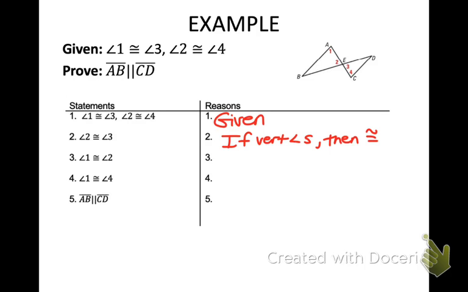Why? Vertical angles are congruent. These are vertical. Okay, never mind. All right, so now look at angle 1 right here and angle 2 right there. Is that any special angle pair relationship? Not corresponding. It was a trick question.